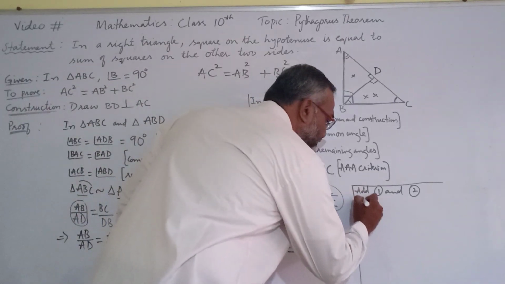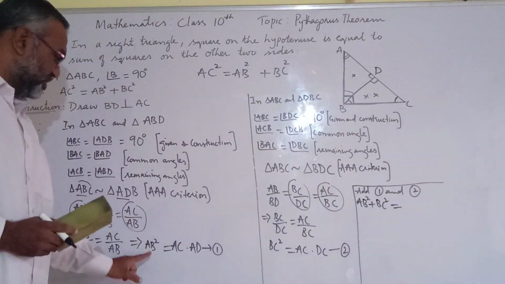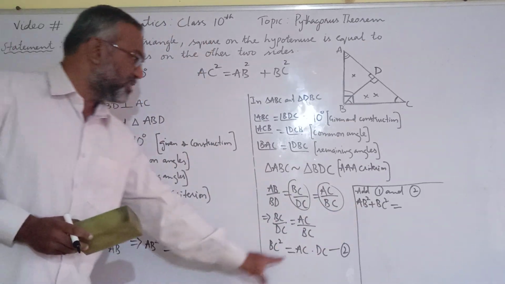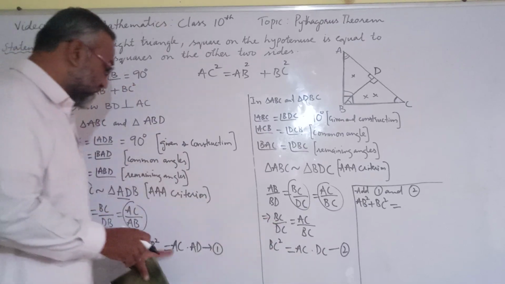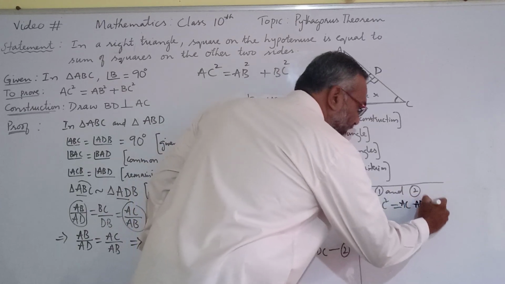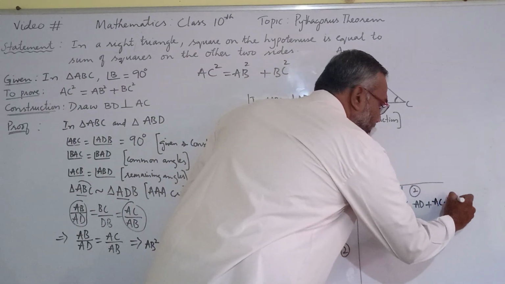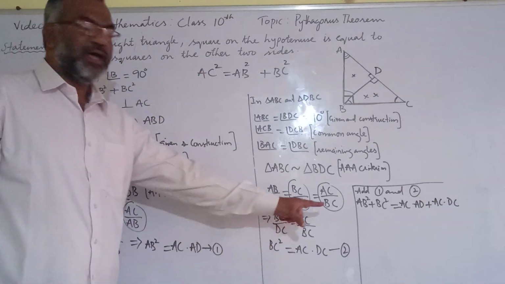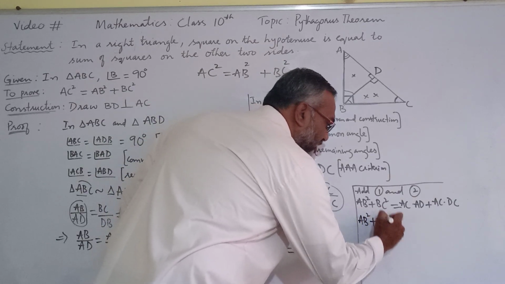So AB square plus BC square will be equal to LHS plus LHS, that is AB square plus BC square, which will be equal to RHS plus RHS. Here RHS is AC into AD, plus here RHS is AC into DC. We did this, right? LHS is added to LHS, RHS is added to RHS. Now, AB square plus BC square will remain same.